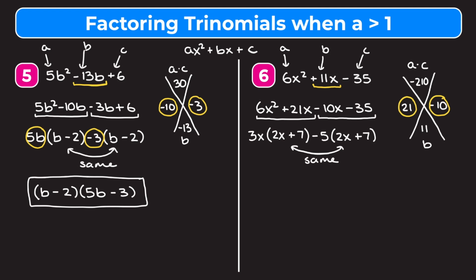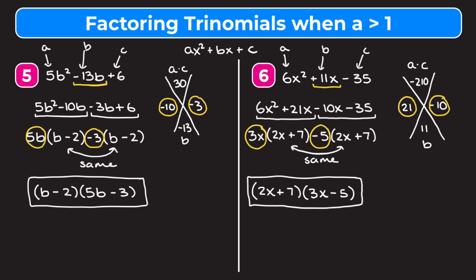And now we're going to write our final answer. So our first set of parentheses is going to be the 2x plus 7. And in our second set of parentheses, we are going to put together these two terms that are on the outside of our parentheses. So we're going to have 3x minus 5. So we get 2x plus 7 times 3x minus 5 as our final answer.